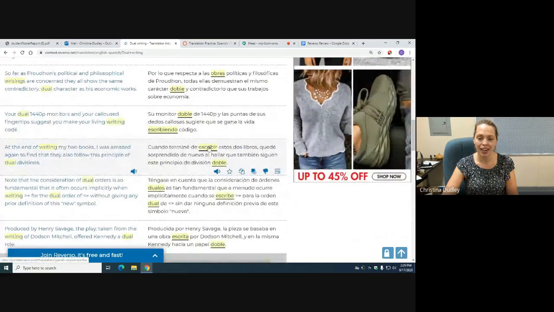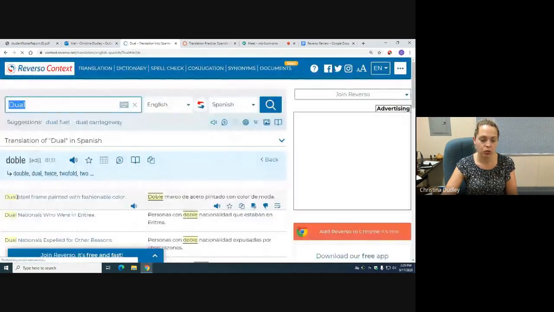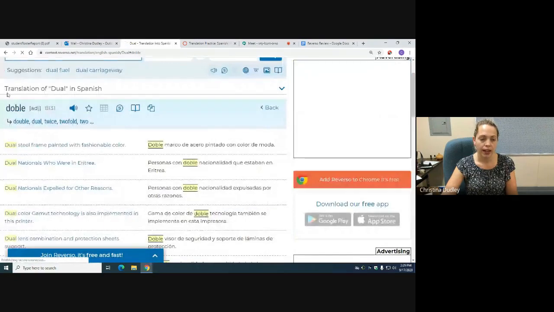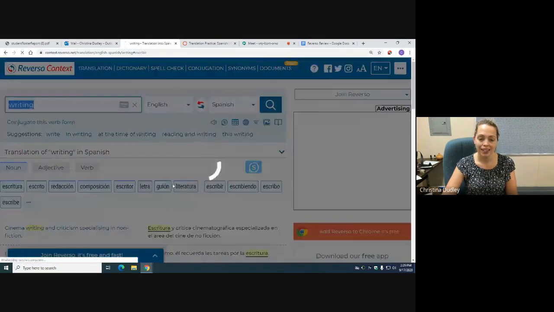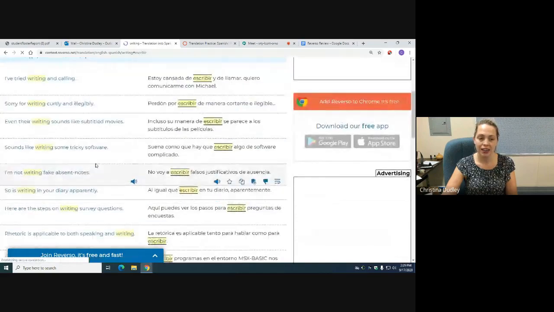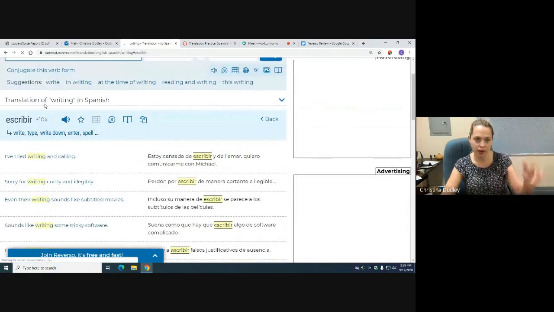Now, I know that writing is a verb, so I'm not really comfortable with my knowledge of Spanish to use escribir. So I do like doble. I want to look at doble just to make sure it means what I want it to say. Dual, dual, dual. And since escribir is here, and it does mean writing, but I know that it's a verb, and my sentence is not a verb, it's a noun. I want to say dual writing, like it's the system that I'm using.